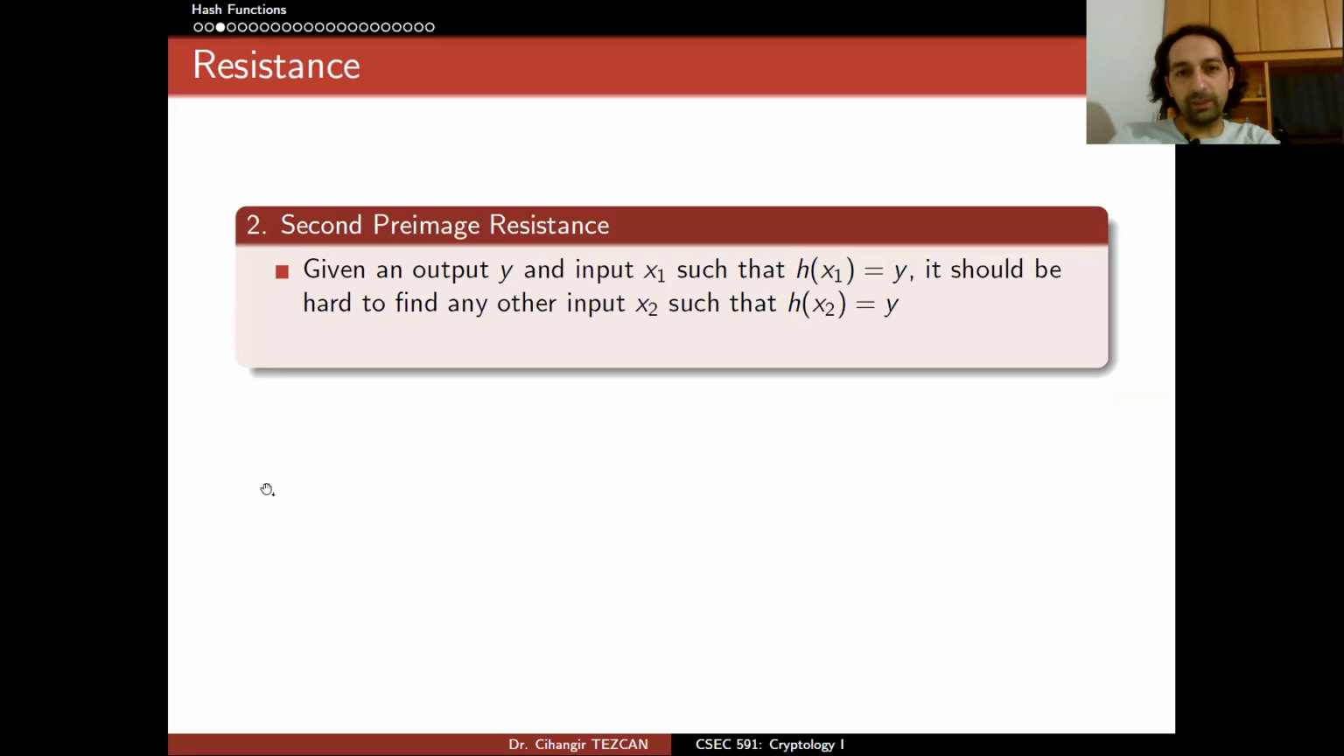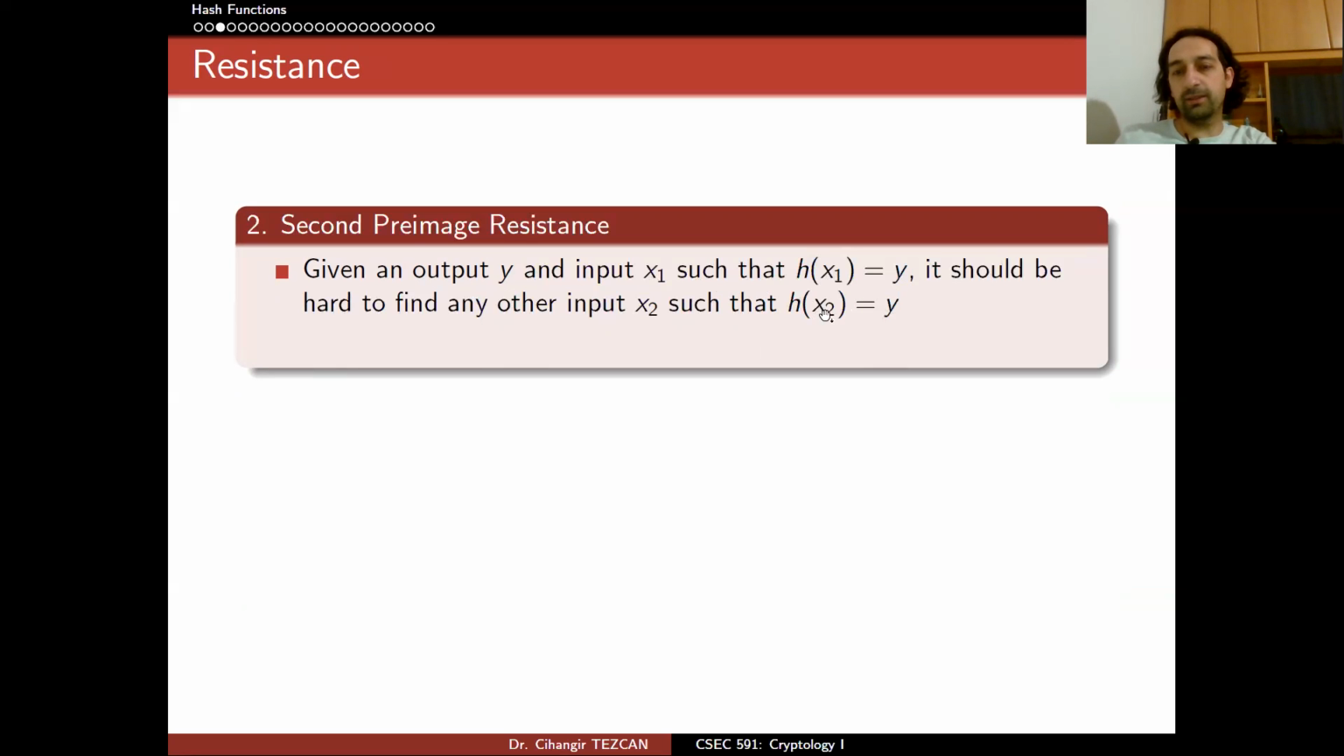Next thing is the second preimage resistance. This time you are given an output Y and the input X. So you know X1 and its hash output Y. Now it should be hard to find any other input X2 such that it also gives you the same output. You might think, why is this the case, since the input space is almost infinite, but the output space is limited because we choose the message digest length as n bits. So there are at most 2 to the n different outputs.